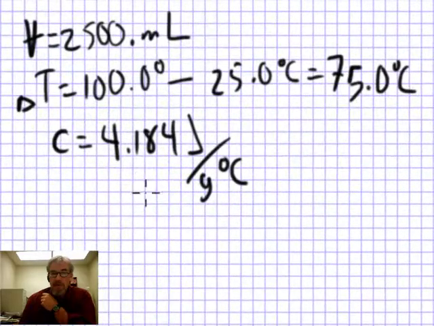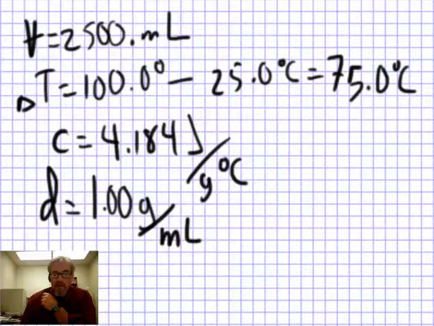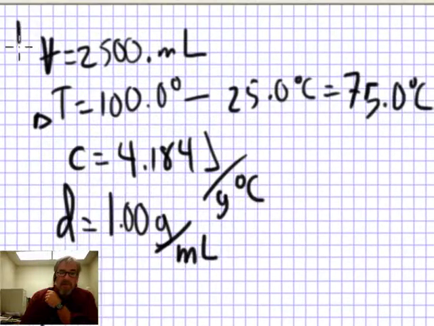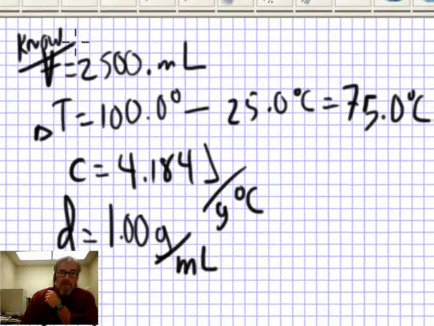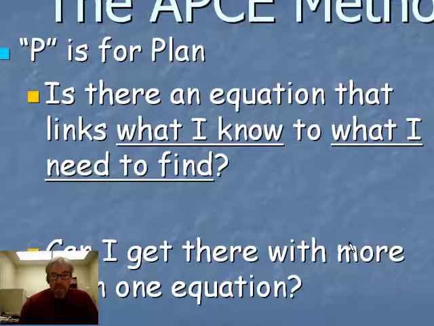And then the other piece of data that we had was density. Density is 1.00 grams per milliliter. And what do we need to find? Well, that was Q. Q is our question mark. So we've analyzed this problem by sketching out what do we know and what is it that we need to find. The next step in APCE is P for plan.